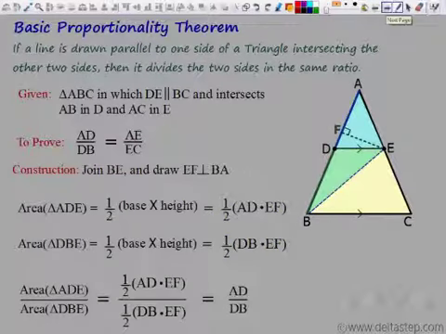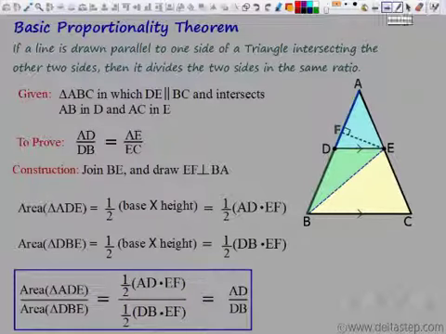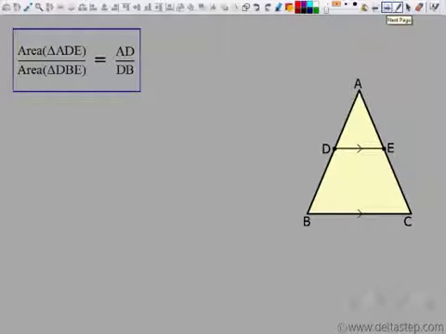So if I divide the two, again I can cancel out EF. I can cancel out half. What I am left with is AD by DB. Now this is what you need to remember. This is what we take forward from this. So we know the area of triangle ADE divided by the area of triangle DBE gives me AD by DB.